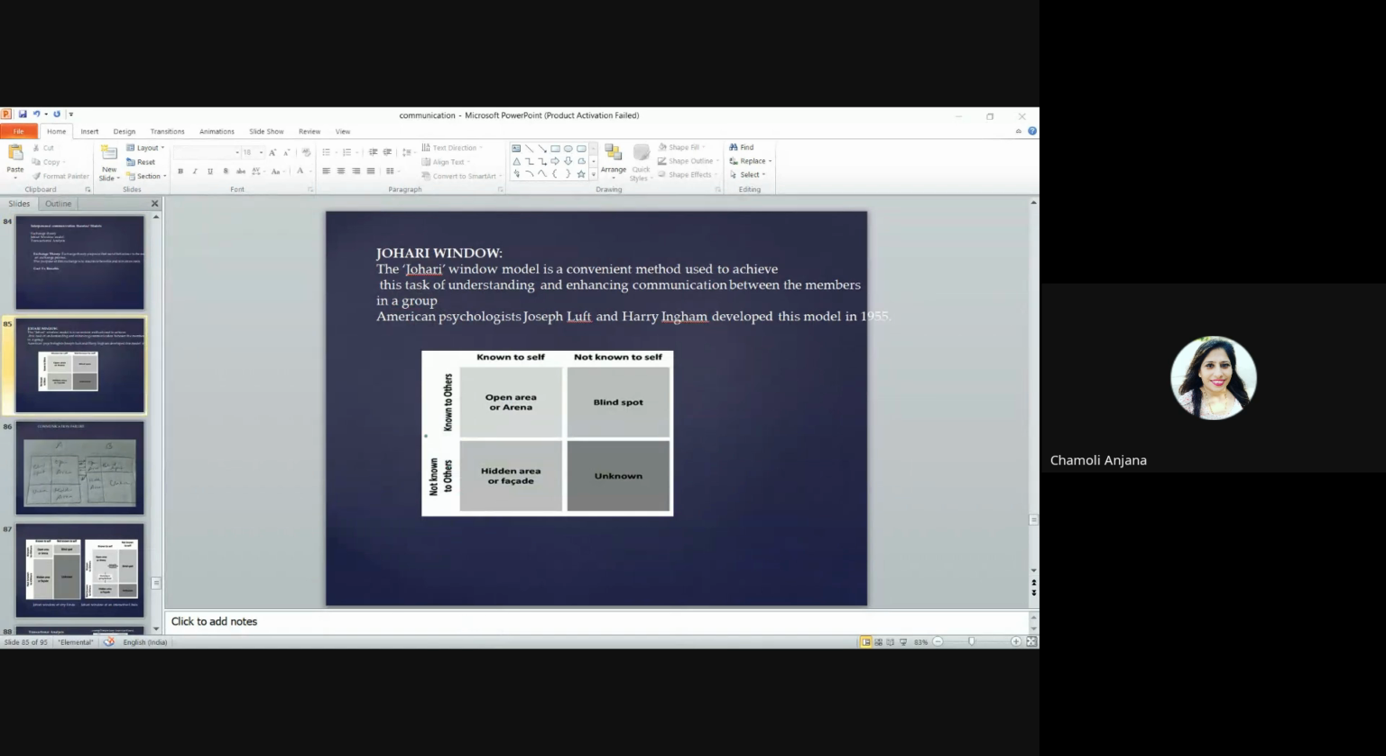Next is the Johari window. Just tell me, can you see the slide of Johari window? Is the slide visible? Yes, ma'am, visible.